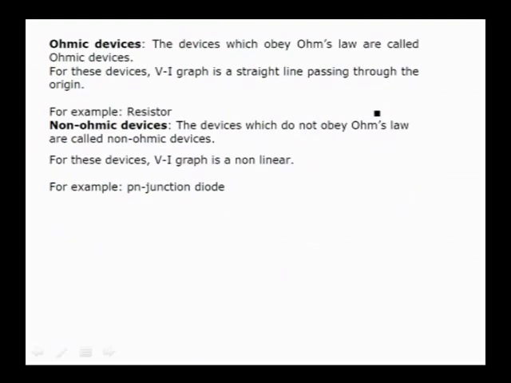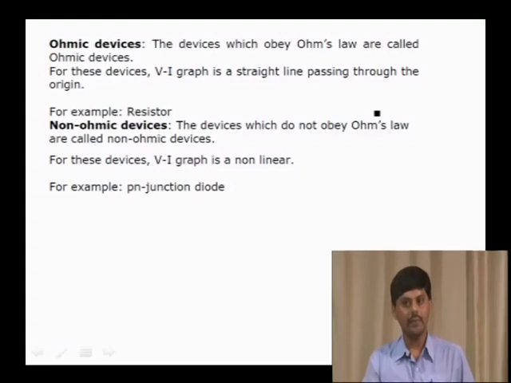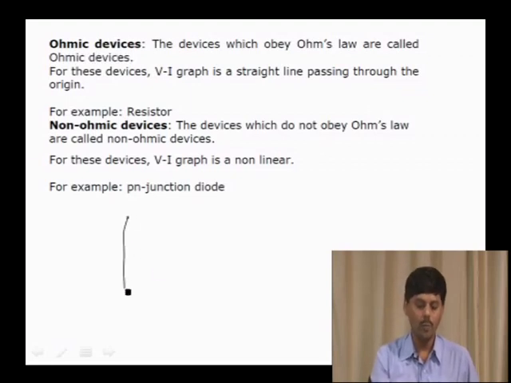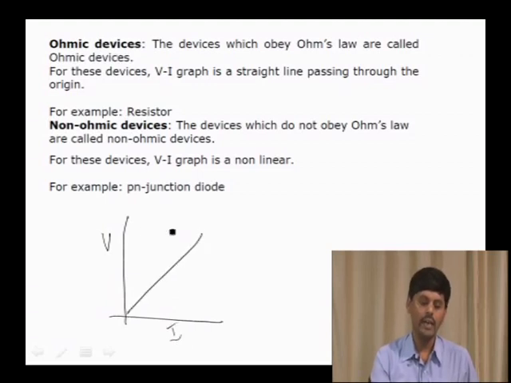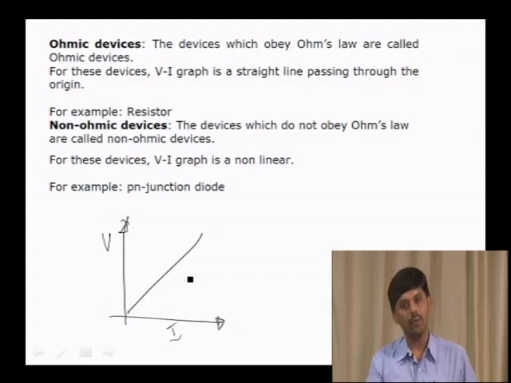Next, see some devices which obey Ohm's law, for example a resistor. Resistors obey Ohm's law, and such devices we refer to as ohmic devices. If you plot a graph of potential versus current, we get a linear curve. Such devices we refer to as ohmic devices.